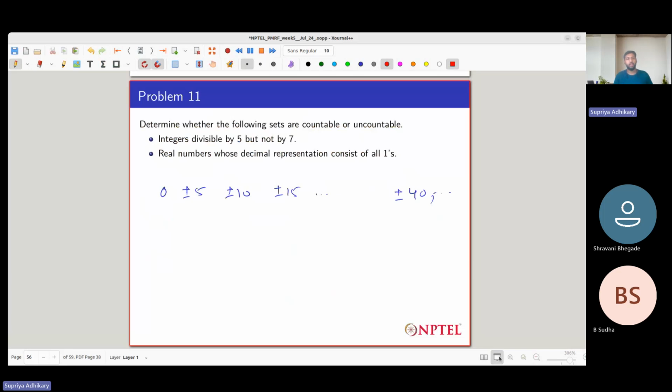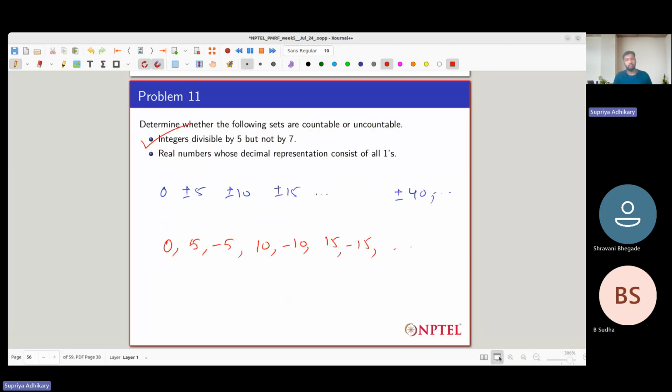Now we can enumerate all these elements in this way: 0, then plus 30, then 5, minus 5, 10, minus 10, 15, minus 15, and so on. So we can enumerate all these elements in this way, so the set of integers divisible by 5 but not 7 is a countable set.